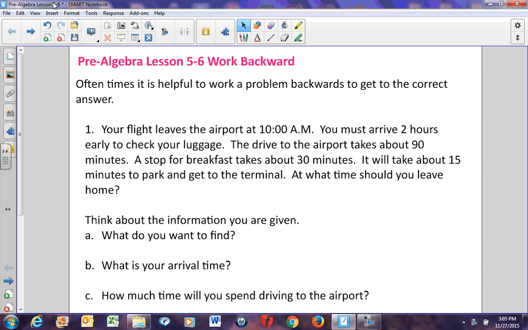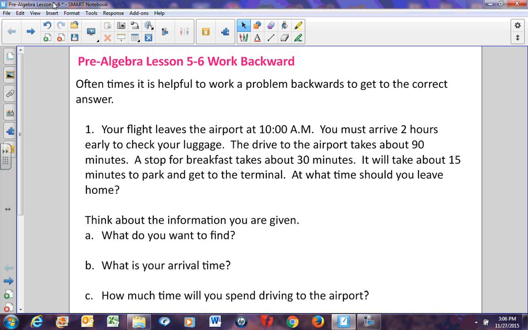Let's say your flight leaves the airport at 10 a.m. You must arrive 2 hours early to check the baggage and get through security. The drive to the airport takes about 90 minutes. You want to stop for breakfast, and that's going to take 30 minutes, and it'll take you about 15 minutes to park and get to the terminal. So what time should you leave your house?